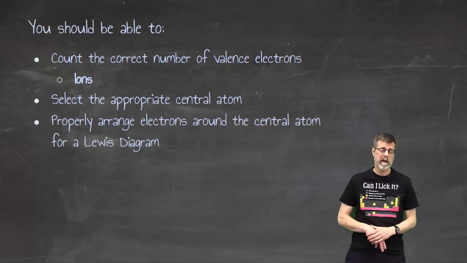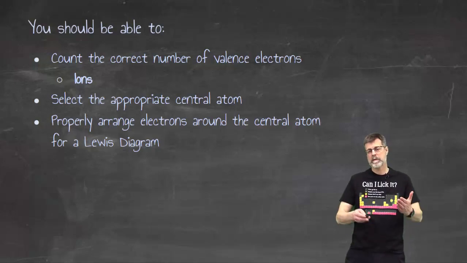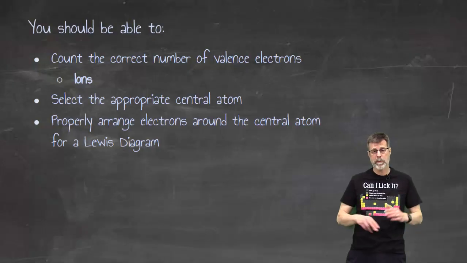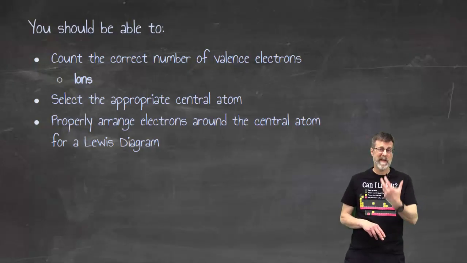Okay, at the end of the day, a couple things we've learned. Number 1, we've learned how to count valence electrons, which actually takes a little bit more effort than you think. We've learned how to select the appropriate central atom. At least that's going to take some bit more practice, but we've got the basic idea. And then we can draw actual Lewis diagrams that should look a lot like how the molecules actually look.